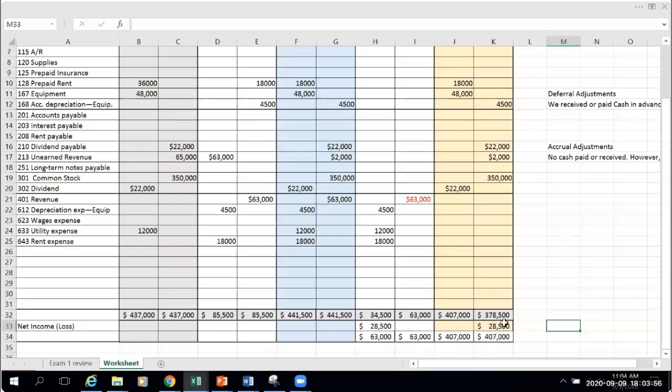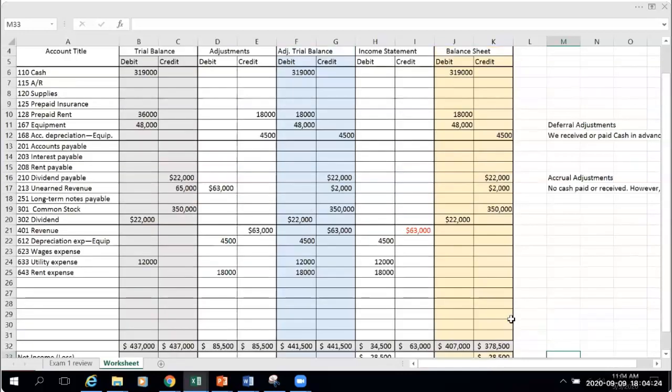If this $28,500 cannot make both sides equal, then you made a mistake somewhere. This $28,500 should make your balance on the debit side and credit side the same in the worksheet. As you see, it did it. So my job is good. I didn't make a mistake. Life is good. Here we go.